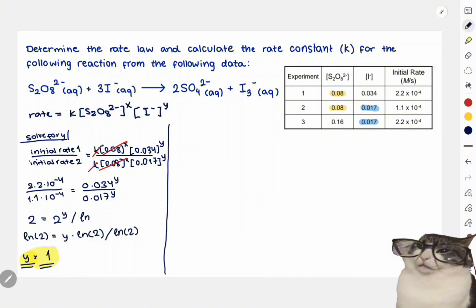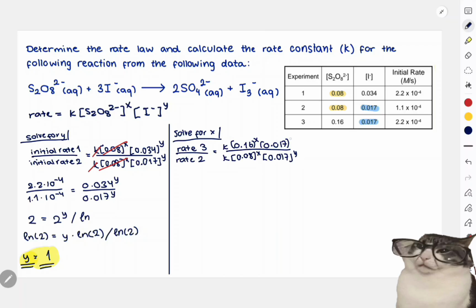Now the next step is to solve for x. We just do the same thing, but we need to cancel out the iodide term right here. So the concentration of iodide needs to be the same so that they can cancel out. So let us use experiments 2 and 3, because the concentrations of iodide are the same for both experiments. So the bigger term, I'm just going to write rate here so that's shorter, rate 3 over rate 2. Now just cancel it out. k cancels out, 0.017 cancels out. Just simplify that, so this would also be 2 equals 2 to the power of x. We need to take the natural log on both sides and solve for x, and we will get an answer of 1.